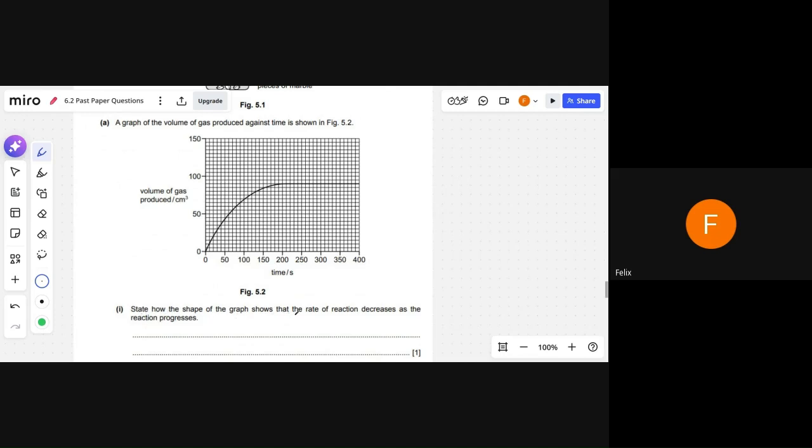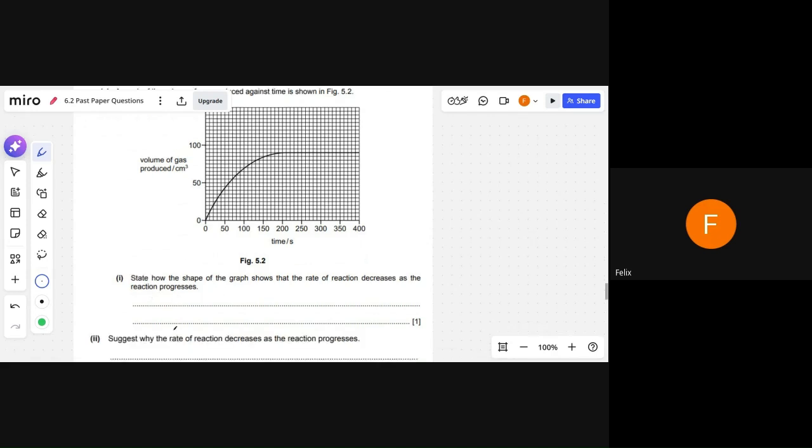Okay, this is the question. State how the shape of the graph shows that the rate of reaction decreases as the reaction progresses. So again, you can see that the gradient is decreasing, right? So you can say that as the reaction progresses, the gradient decreases. The steeper the curve, the faster the reaction, and here the gradient is decreasing, so it is less steep, which means a slower reaction.